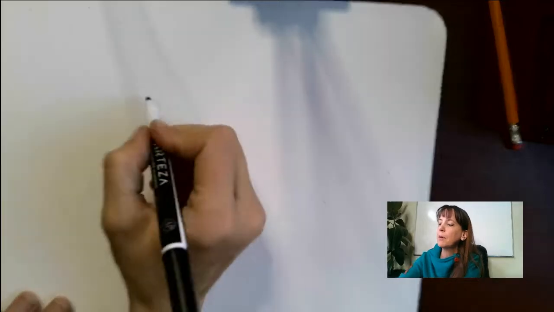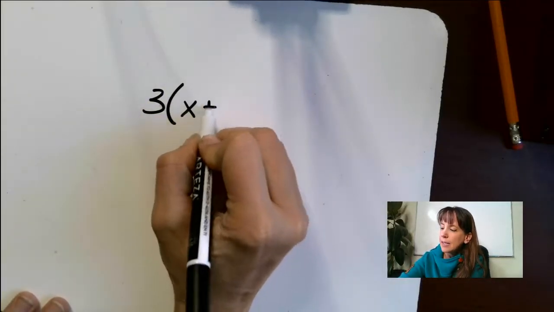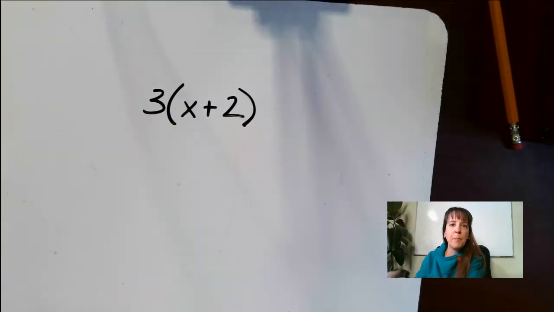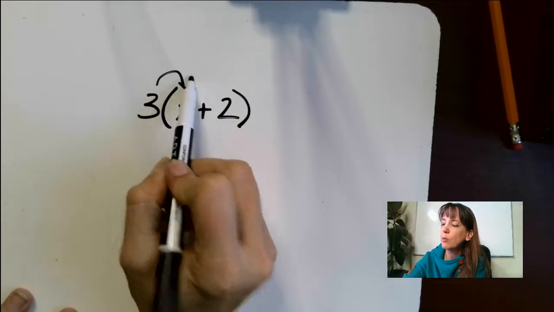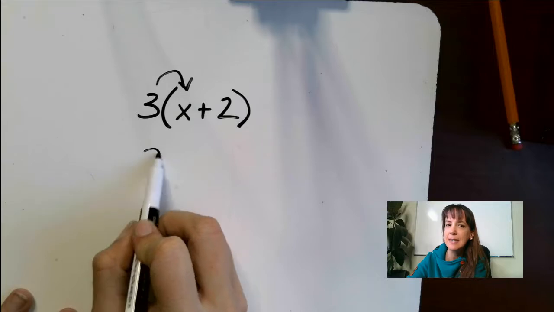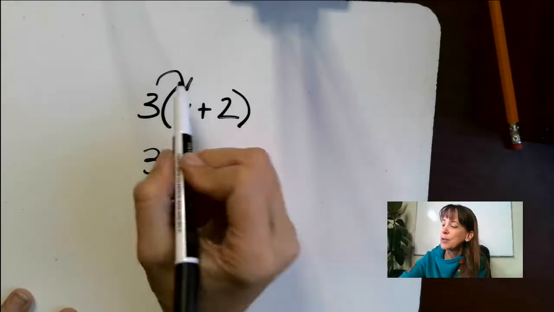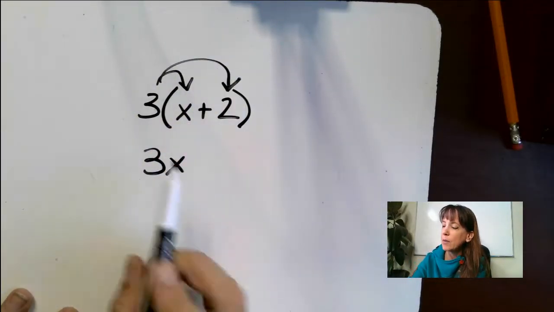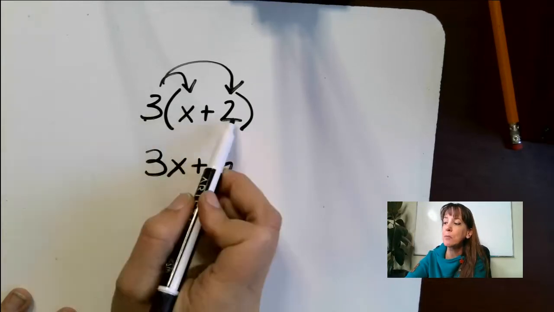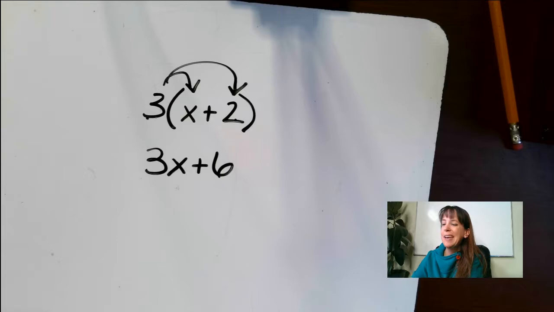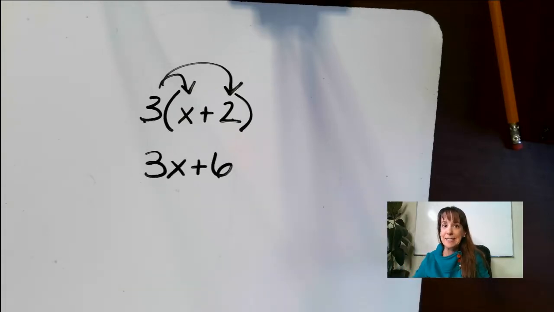So the distributive property is something like this: 3 times the quantity x plus 2. I like to call it the rainbow property, and here's why. We draw a rainbow to here. 3 times x is 3x. We draw a rainbow from 3 to 2, and we get 3 times 2, which is 6, and positive 3x and positive 2 makes positive 6. That's all that the distributive property is, okay?